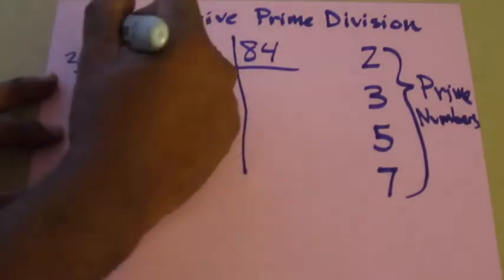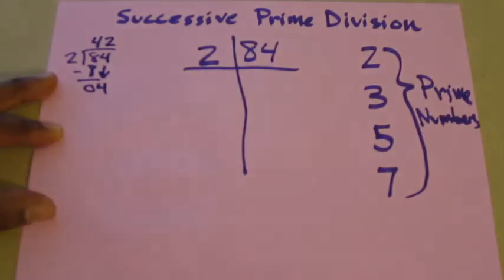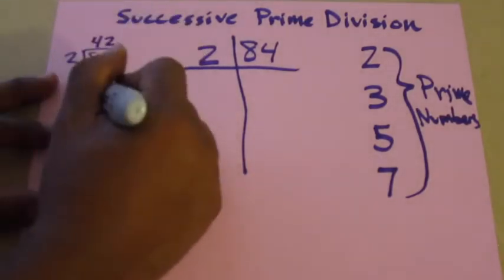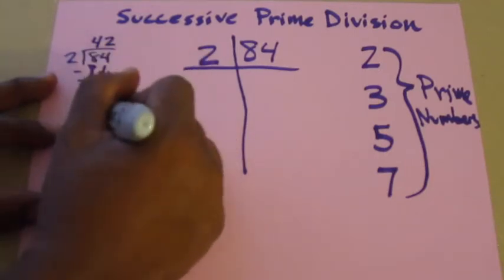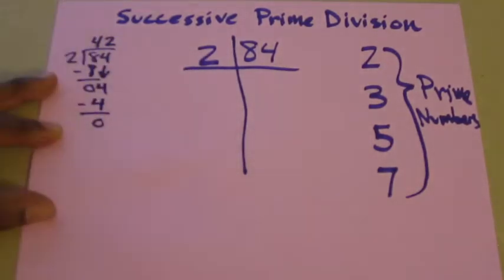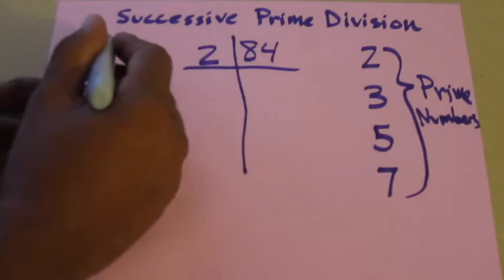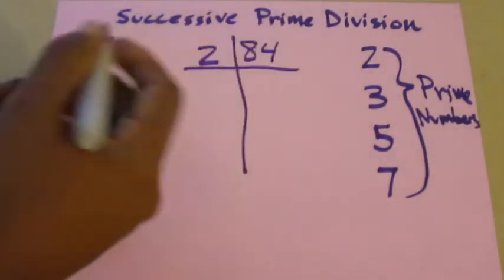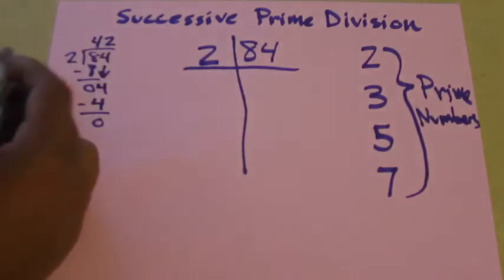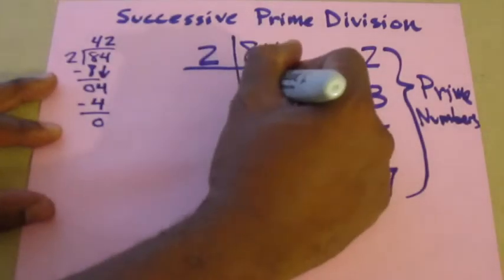2 goes into 4 twice. And 2 times 2 is 4. 4 minus 4 is 0. So with no remainder there, we know that 42 times 2 equals 84. So, therefore, 84 divided by 2 equals 42.